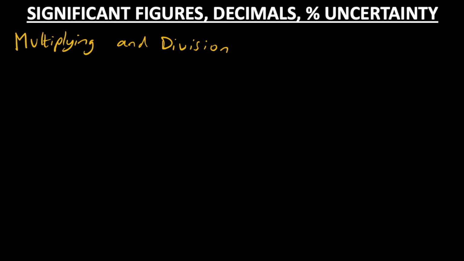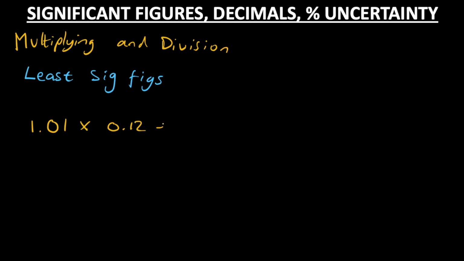This is different from adding and subtracting because when we're doing multiplying and dividing, we need to make sure that we use the least number of significant figures, not decimal places, as we did with addition and subtraction. So for example, if we are given 0.01 times 0.12 divided by 53.41 divided by 96, this will give us an answer of 0.067556.